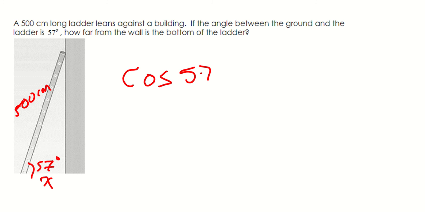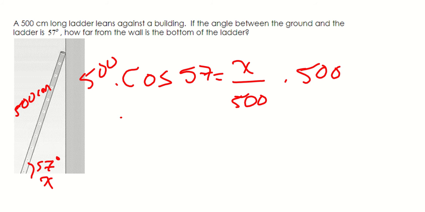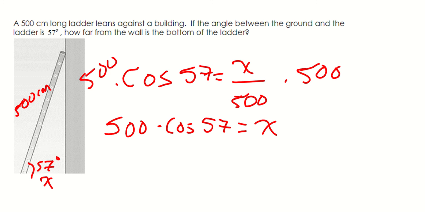So the cosine of 57 equals the adjacent side, which I don't know, over 500. So to get x by itself, I'm going to multiply both sides by 500. So I have 500 times the cosine of 57. That will equal out the distance away from the wall. And again, you can use your table or a calculator. 500 times the cosine of 57 is equal to 272.3 centimeters.